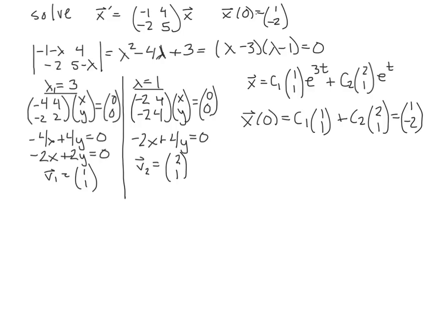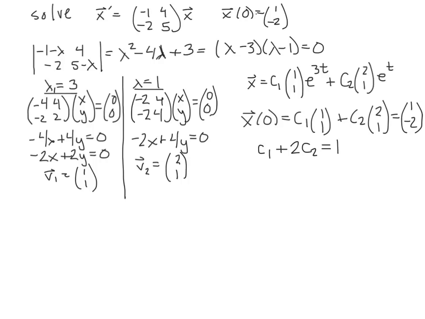Now, if I use all of those properties of matrices or vectors, I can multiply in C1, multiply in C2, and then add everything together to get one vector on one side and one on the other. And really what this boils down to is looking at everything that's on the top, and I can make an equation out of that, and everything that's on the bottom, and I can make an equation out of that. So I'm going to look at the top of each vector. I've got a C1 times a 1. I've got a C2 times 2. And then on the other side, I've got a 1.